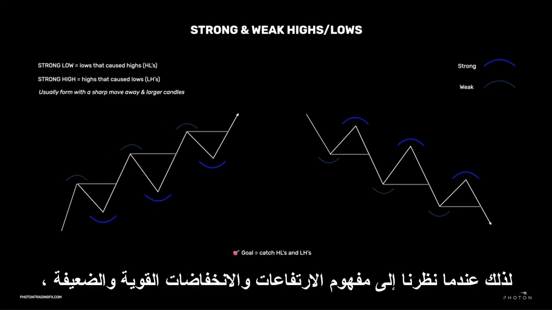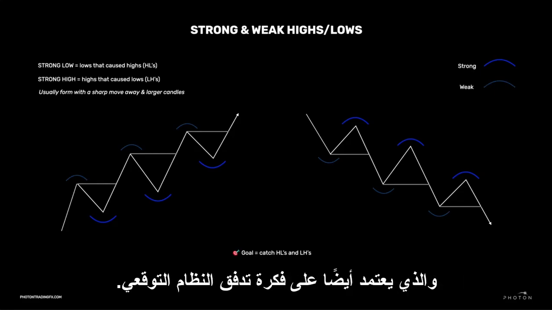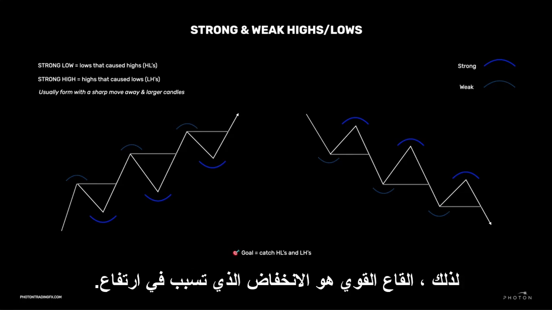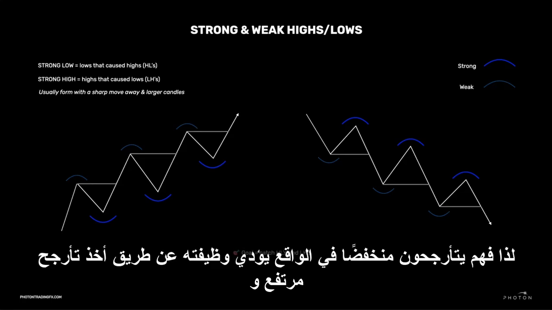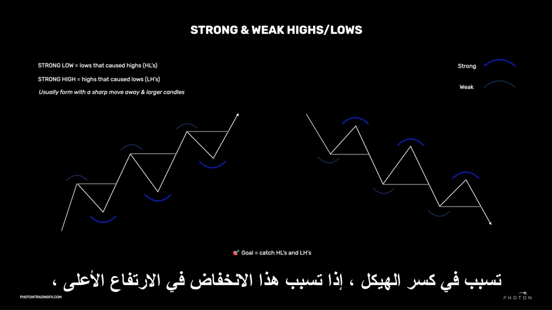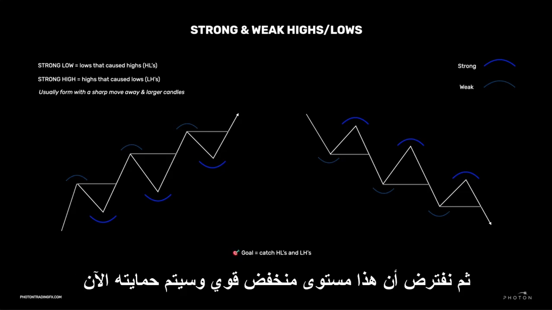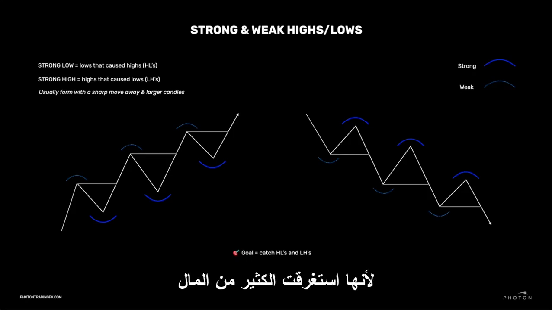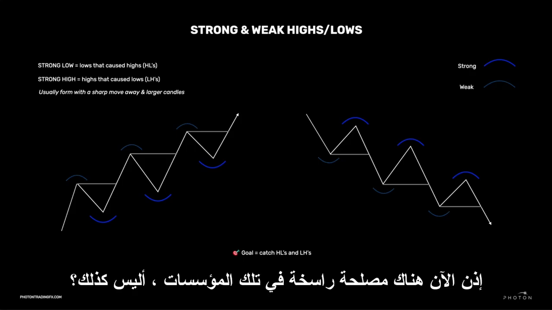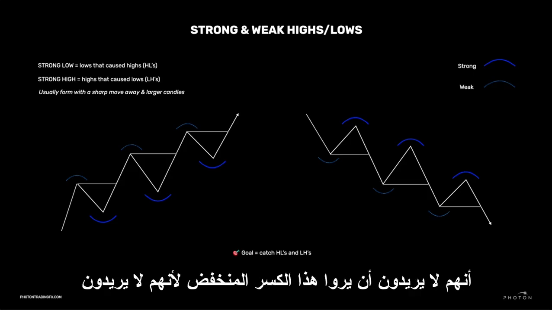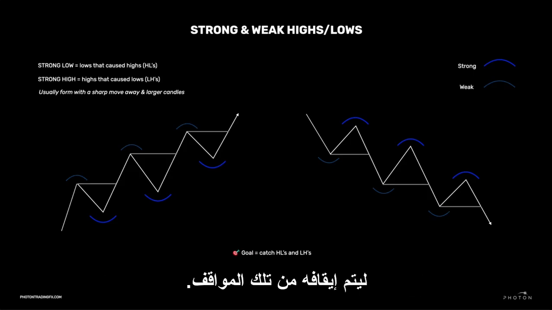Then we looked at the concept of strong and weak highs and lows, which is also based on the idea of expectational order flow. A strong low is a low that caused a high. If a swing low does its job by taking out a swing high and causing that break of structure, then we assume that is a strong low and it will now be protected because it took a lot of money to break that high. Now there is a vested interest in those institutions, right, that they do not want to see that low break because they do not want to be stopped out of those positions.